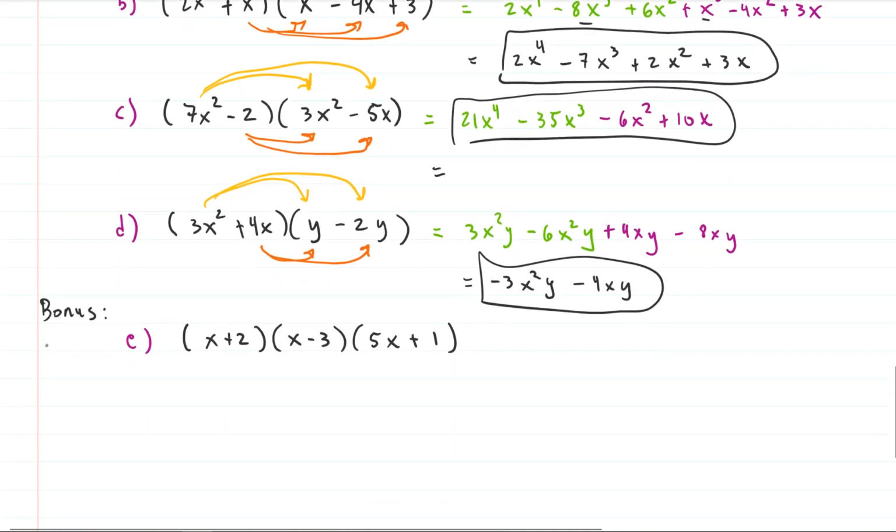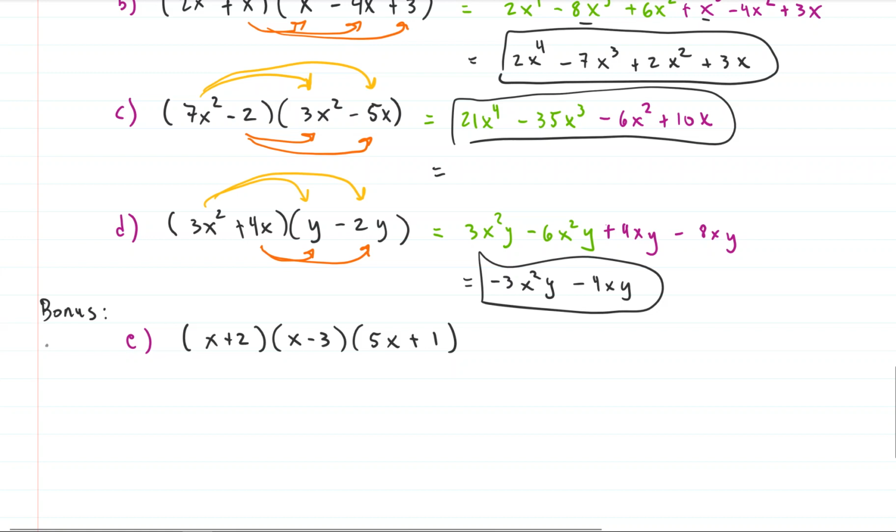And we have one more. This is our bonus. This will be our last one. This is 3 polynomials that are multiplied together. It might seem a little intimidating, but it's really not bad. There are 3 binomials. The first is x plus 2. The second is x minus 3. Excuse me. And the third is 5x plus 1. So you might ask, how in the world do we multiply these?